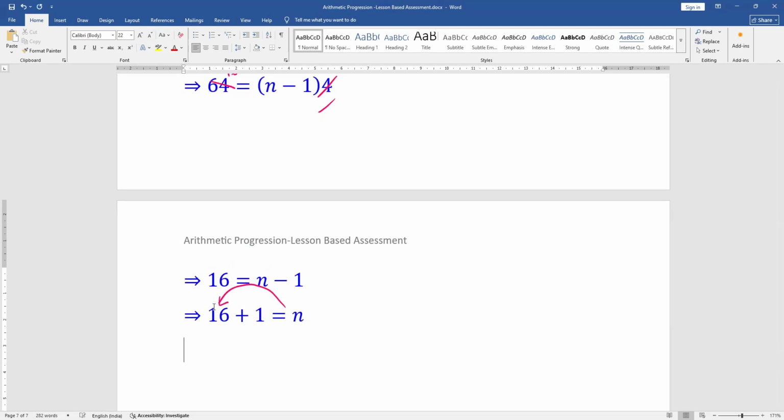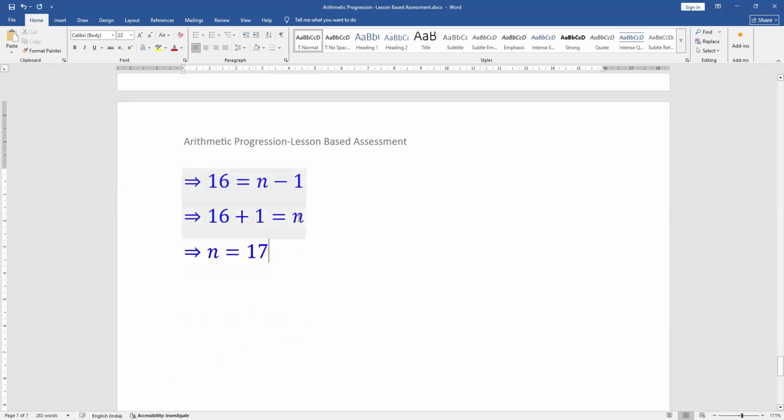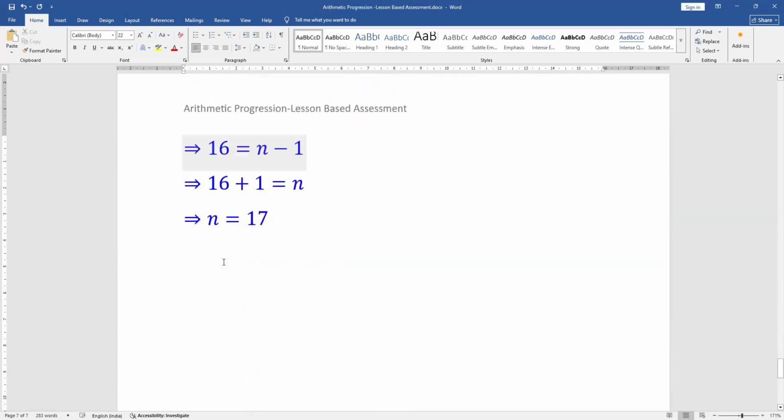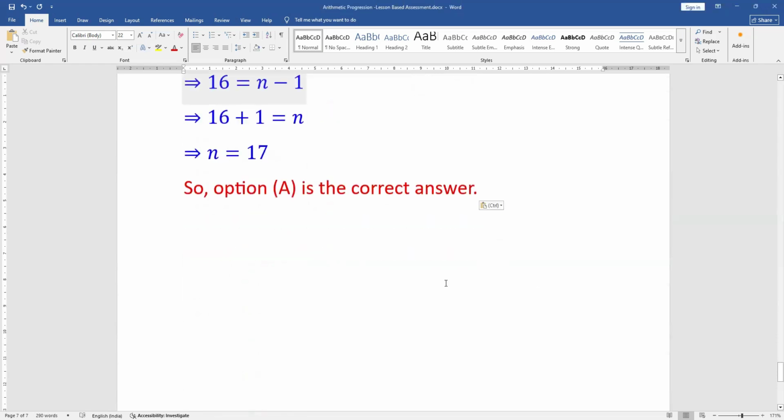Okay, so that means, what will n equal? n equals 17. You can write directly like this: n moves to this side, 16 plus 1 to that side, you can interchange and write the final answer. So n equals 17. Now let us see which option is matching. Option A is matching, correct? So I write option A is the correct answer.